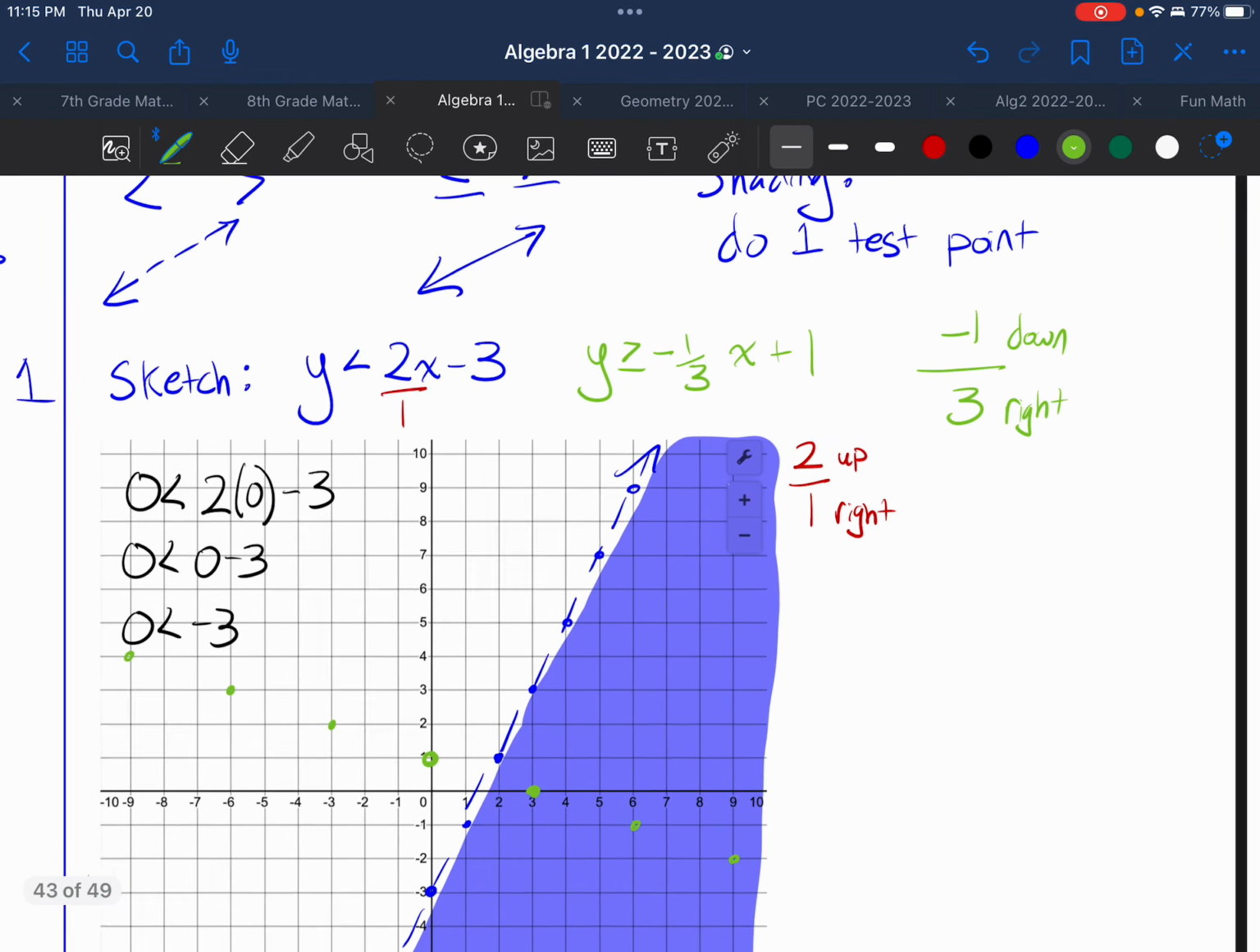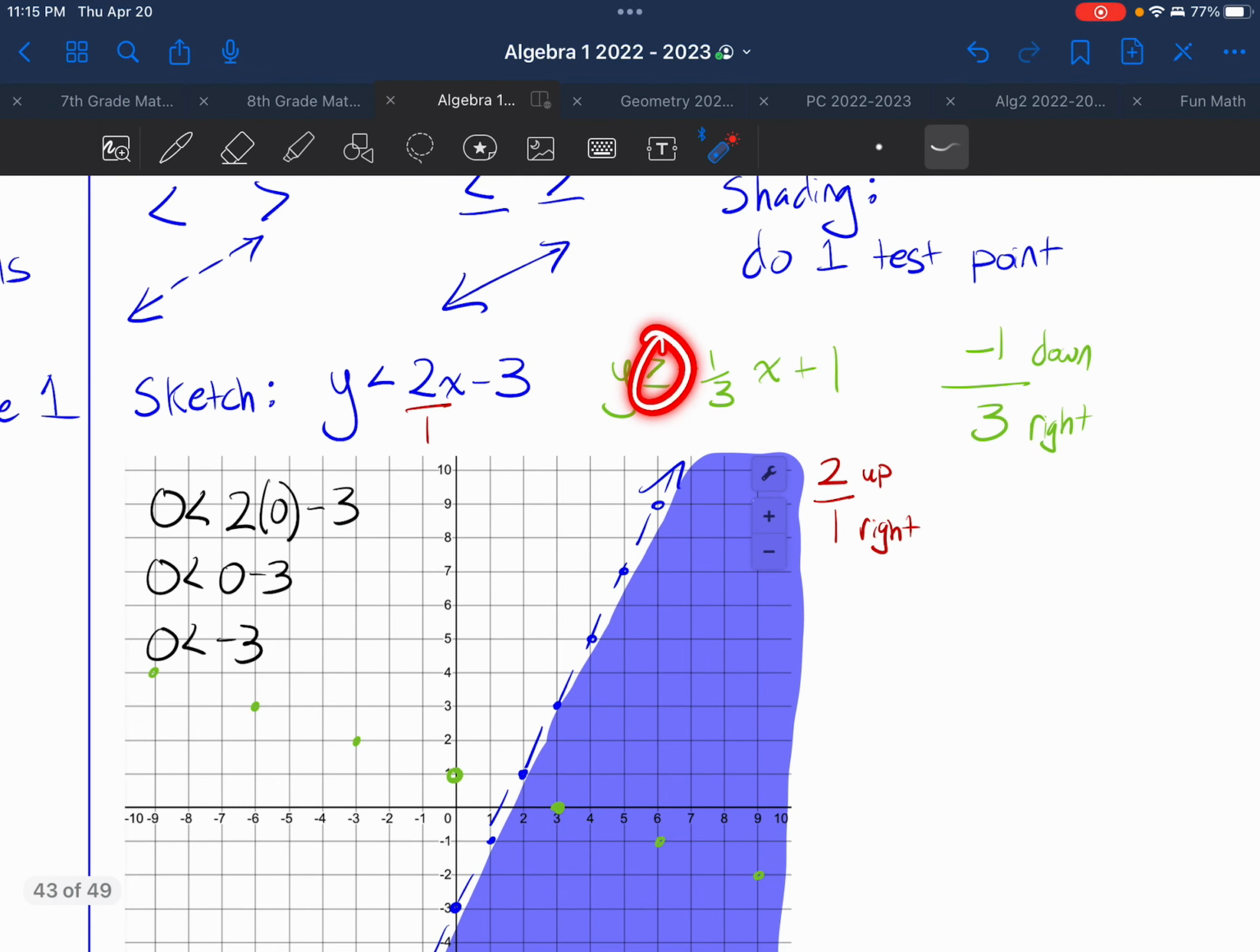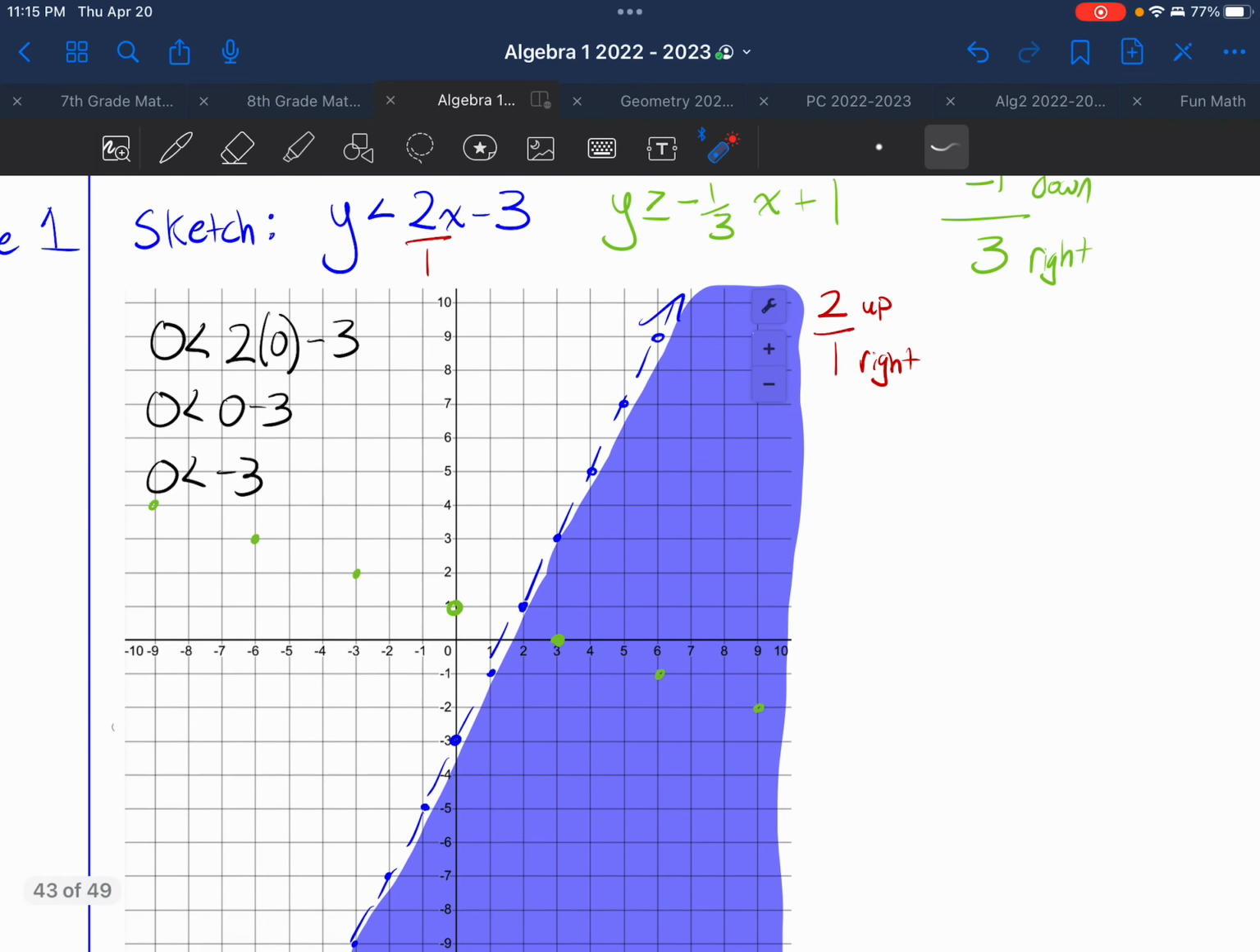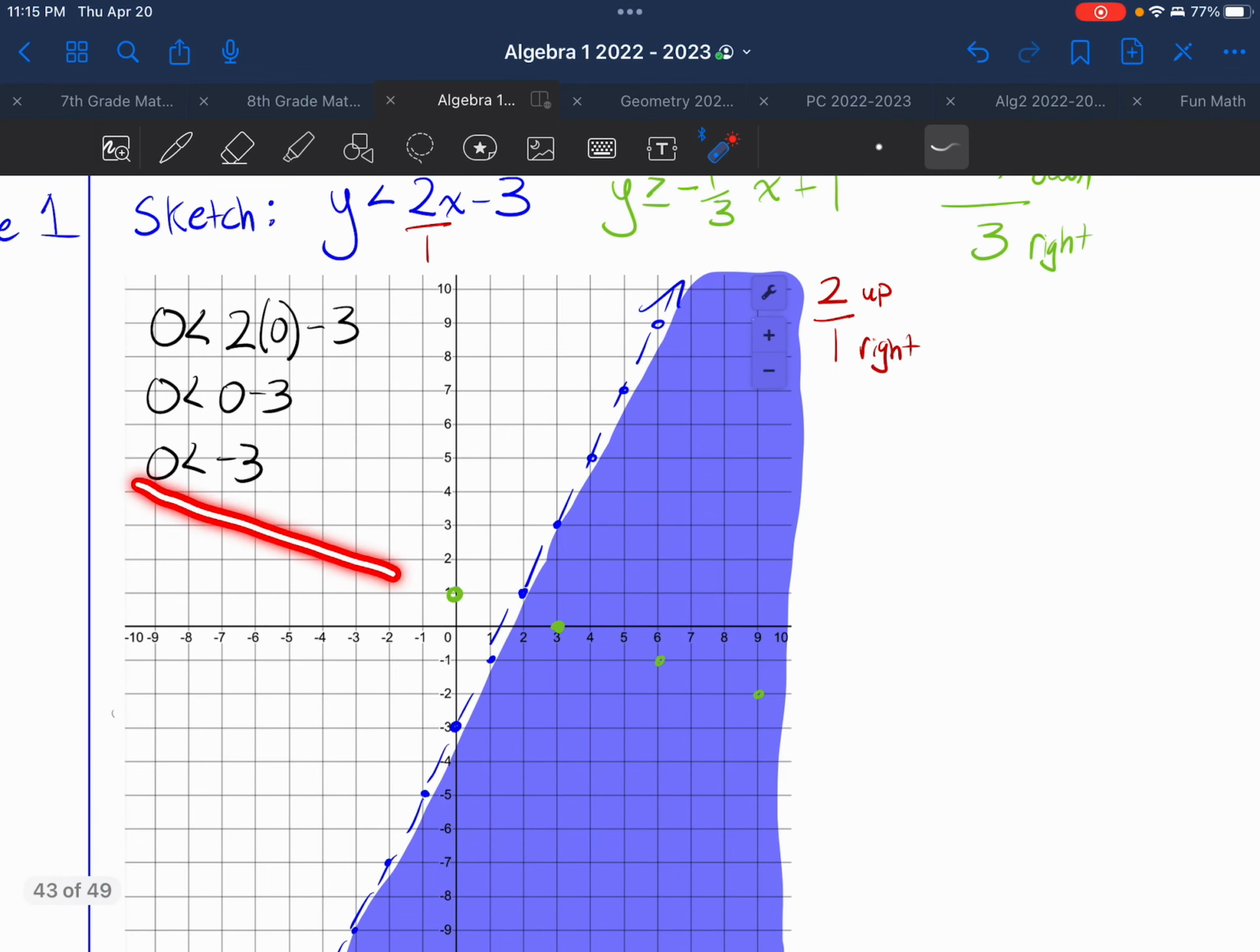And then I ask myself the question, should it be a solid or a dashed line? Well, I have an equal to sign here. So equal to sign means I can be on the line. I have a solid line. So I can hold down with my pen. It should make a straight line with my technology. Hold down. There it is. And there's my line for my green equation, and it goes on forever in each direction.